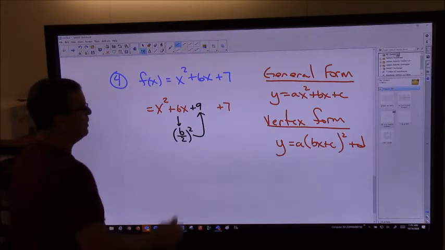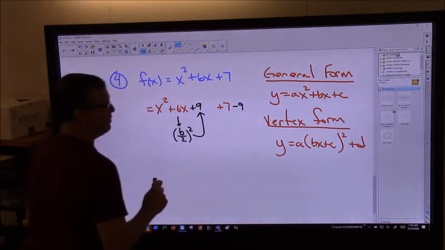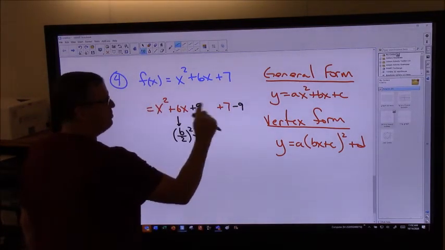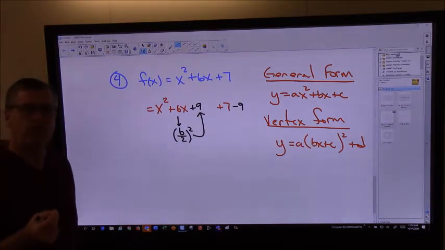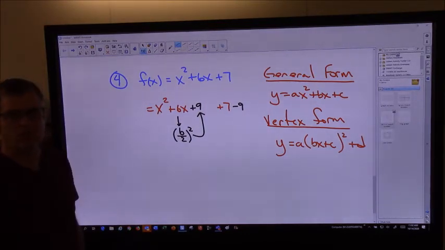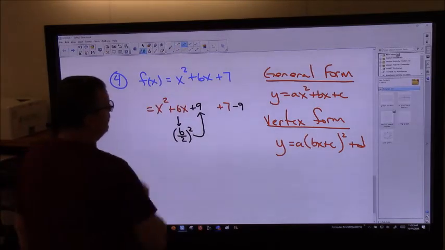So what I'm going to do is, if I add 9 right here, I'm going to subtract 9 out here, because those two things added together equals 0. And so what I really just did is I added 0 to this equation. Now I haven't changed it, right? 0 plus anything is the same thing. But it's going to look a little different.